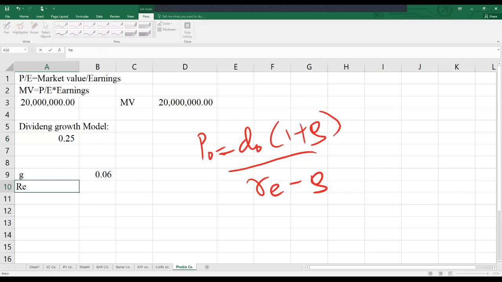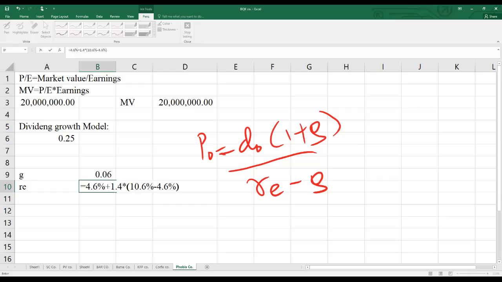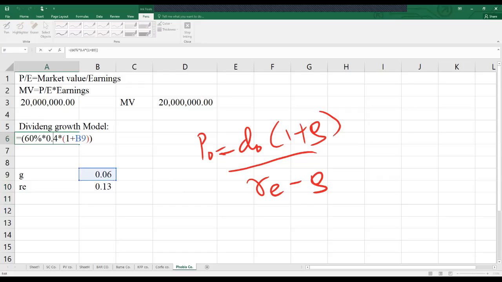Cost of equity for this company: RE, you can use the capital asset pricing model, is equal to risk-free, which is 4.6%, plus equity beta 1.4 times the equity risk premium, which is the return on the market portfolio 10.6% minus risk-free 4.6%. The cost of equity is equal to 13%. Let's go back here. This is the numerator for the formula. We divide by cost of equity 13% minus G 6%.